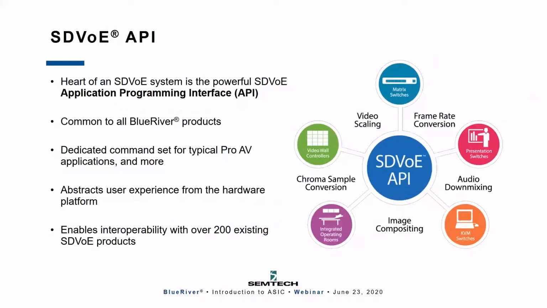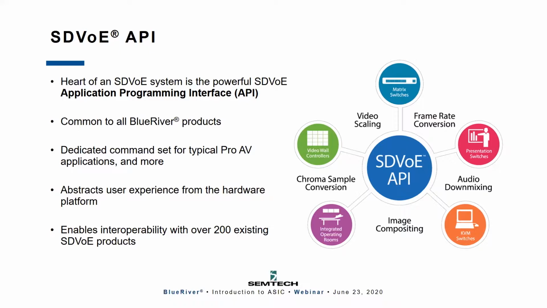As I've already mentioned, the SDVoE API really is the heart of any SDVoE system. And it's common across all BlueRiver products, both old and new. It's got a dedicated command set where all the typical Pro AV requirements have commands that are already there to allow you to do things like scaling, to allow you to do audio down mixing, frame rate conversion, etc. And the nice thing about this API is it abstracts the user experience from the hardware platform itself.